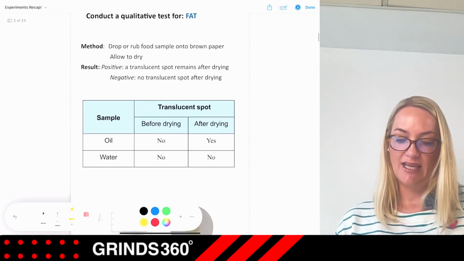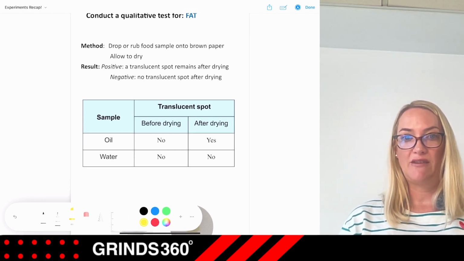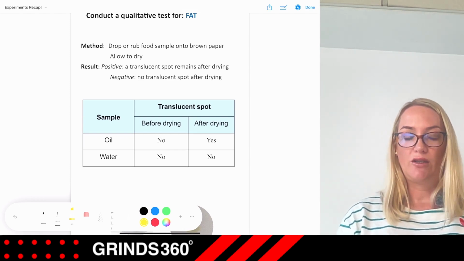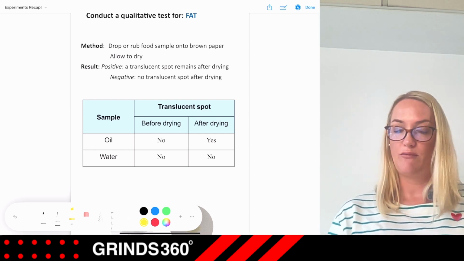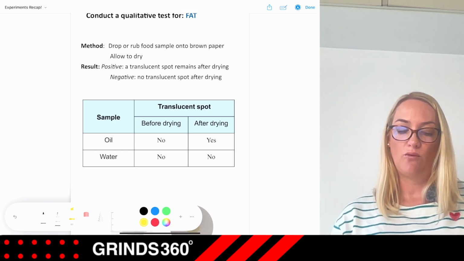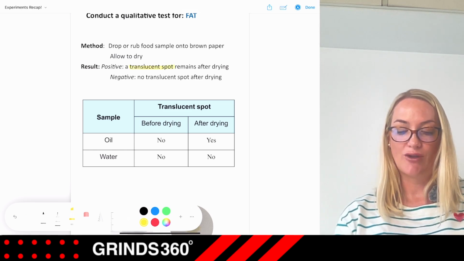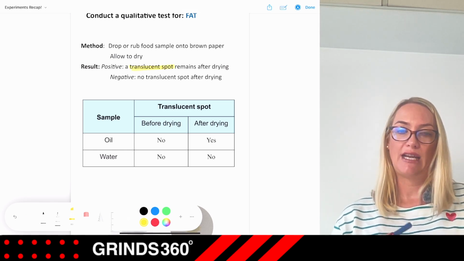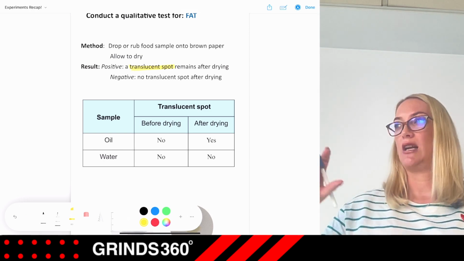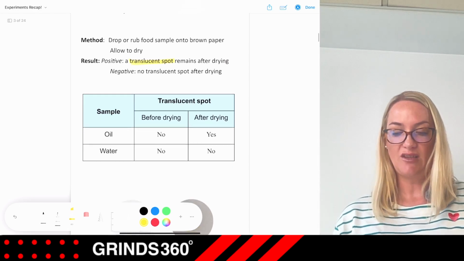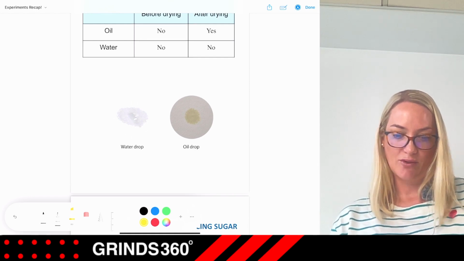To test for a fat, you're going to have brown paper for this, and you're either going to use a bit of oil or you might use butter. What you're going to do is rub your food sample, your fat, whether it's oil or butter, onto your brown paper. Your control will be water, and then you leave them to the side to dry. If fat is present, it appears translucent. Your negative with water will dry out and just return back to what it was. You usually get your brown piece of paper and hold it up towards the light. So that's your test for fat. And this is again the same picture that we have in our textbook.